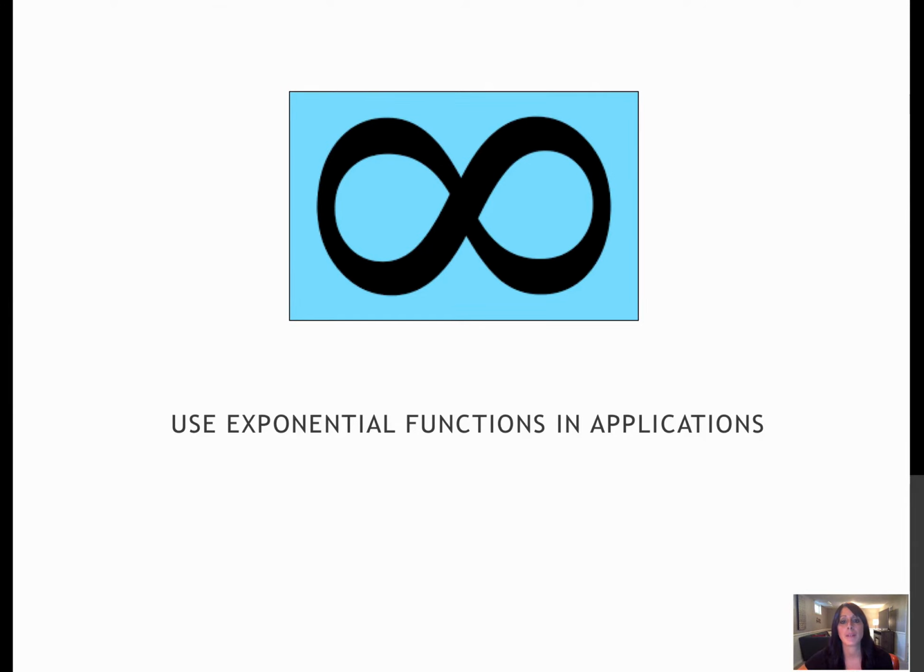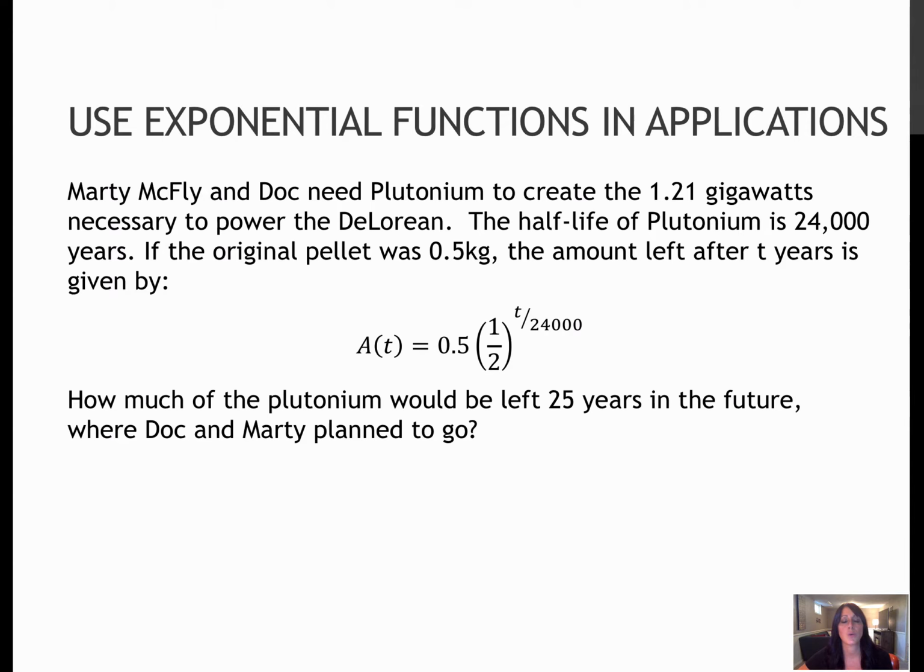Here are a couple of application questions using exponential functions. So hopefully you've all seen Back to the Future, but Marty McFly and Doc need plutonium to create the 1.21 gigawatts necessary to power the DeLorean. The half-life of plutonium is 24,000 years.